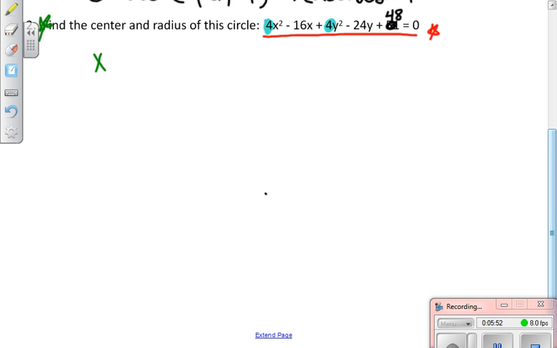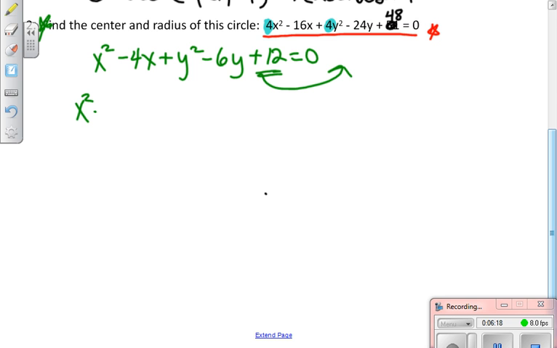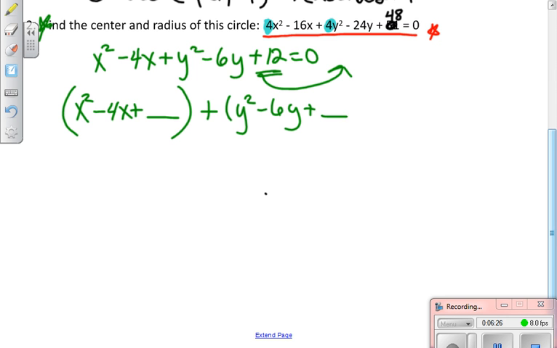And when we do that, we end up with x squared minus 4x plus y squared minus 6y plus 12 equals 0. Once we do that, it now looks like all of my other problems. Just a little extra challenge step. So I'm going to do my grouping and move this 12 to the other side. So I have x squared minus 4x plus something plus y squared minus 6y plus something is going to equal negative 12 plus those two values that I'm going to find.